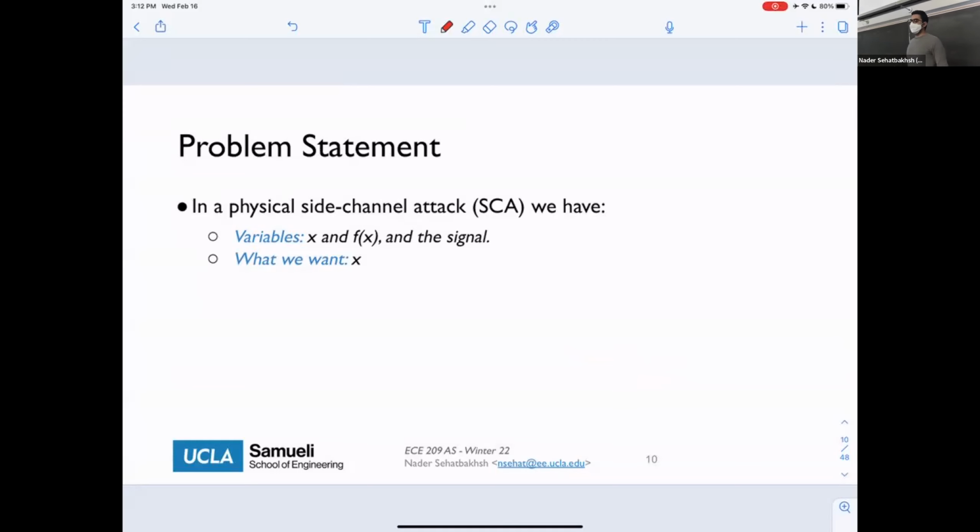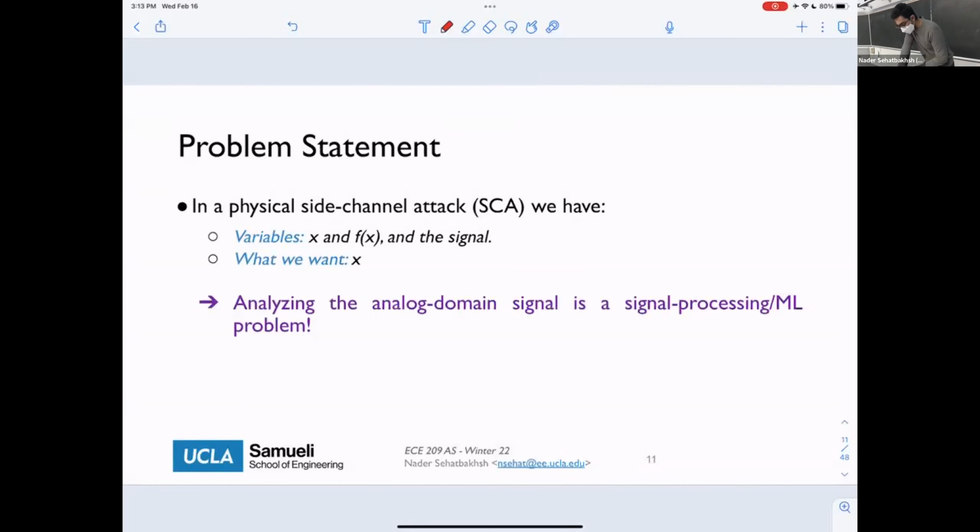All right, so for physical side channels, the problem really becomes this: we have some inputs and some f of x of that input, which is usually a time domain or time series signal, or any sort of analog signal. And in most cases, what we want to know is what that input is, right? So we want x, we have f of x, which is that analog signal, and what we want is that x, the input that creates that analog signal.